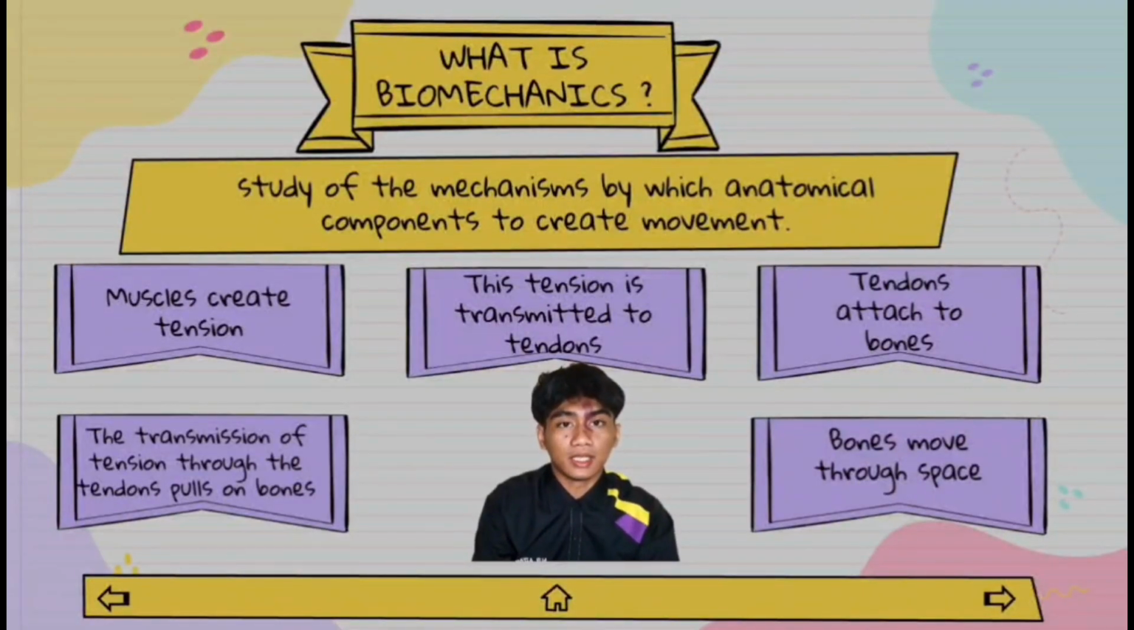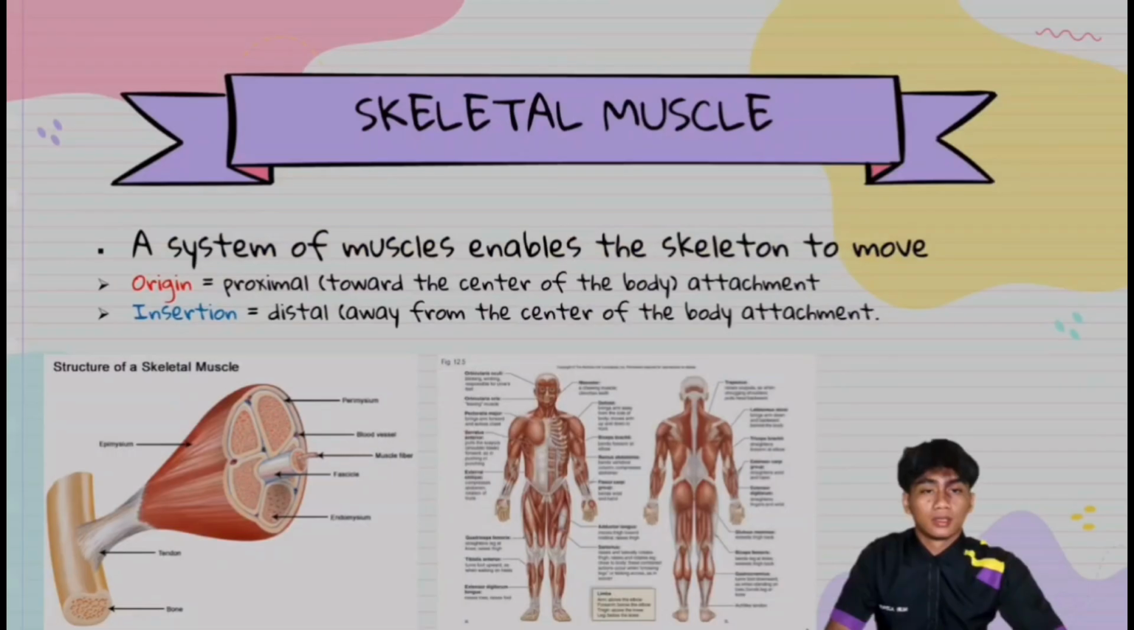What is biomechanics? Biomechanics is the study of the mechanism by which anatomical components create a movement. First, the movement is done by the muscle, which creates tension, and then the tension is transmitted to the tendons, which are connected to the bone. The transmission through the tendons pulls the bones to make them move through space, which in the end creates a movement. The next slide is about skeletal muscle.